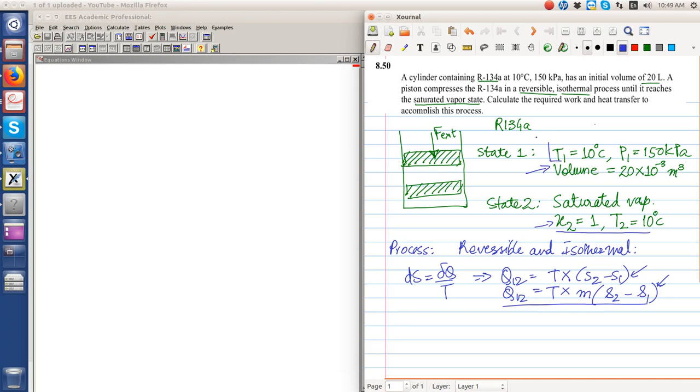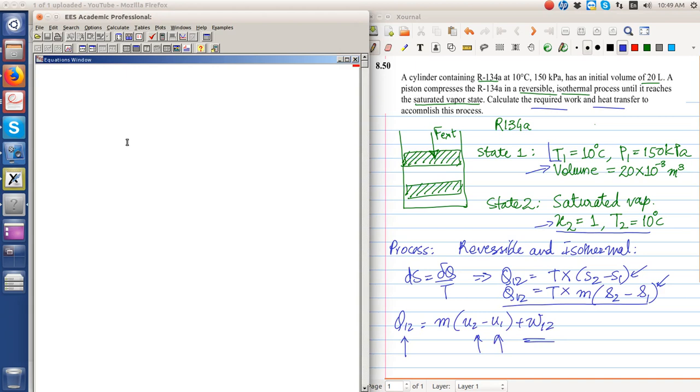Similarly, we want to find out the work done. So Q12 equal to mass times U2 minus U1 plus W12. These can be found out because we know all the state points. Similarly, Q is known from the previous result, so the work done can be found out. It's a very straightforward process.